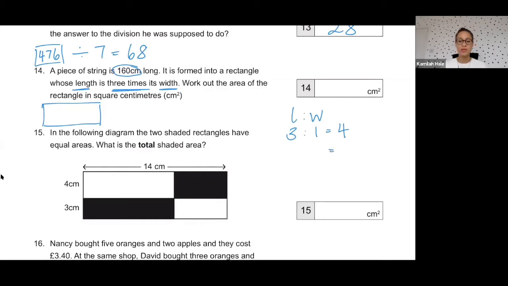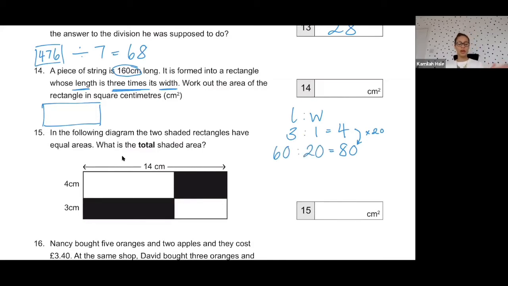However, I know in this question, the length and the width add up to 80. So I put that on the next row. Then it's just a matter of going from 4 to 80. So 4 times 20 is 80. So you need to multiply both numbers on that first row by 20. So what's the length and what's the width? Just quickly. Yep, so length is 60, width is 20.